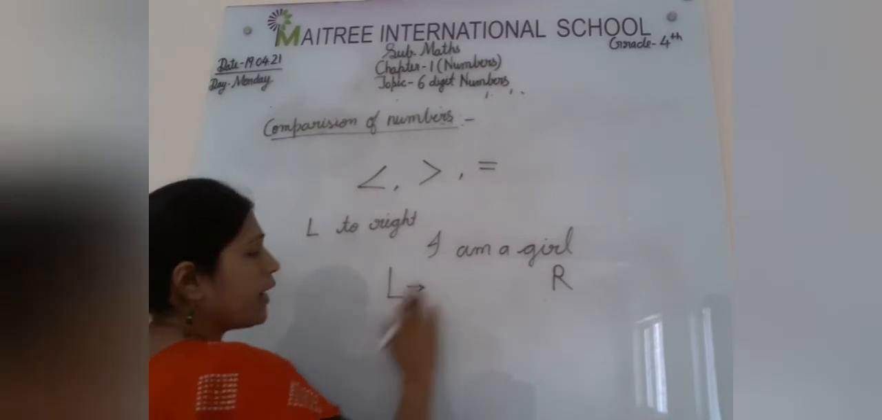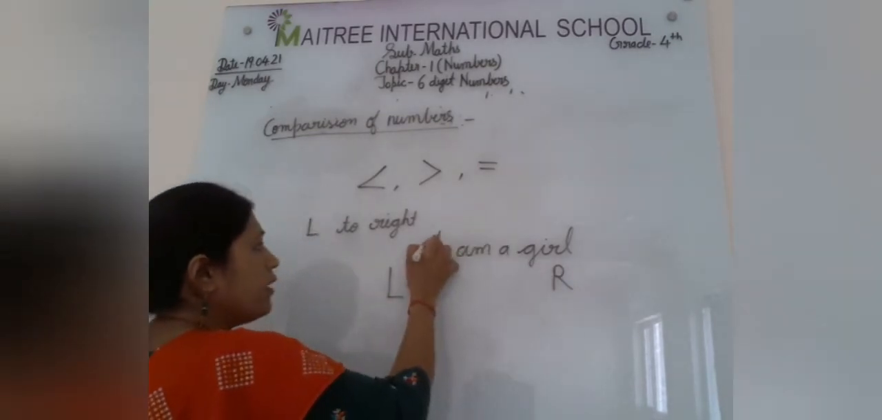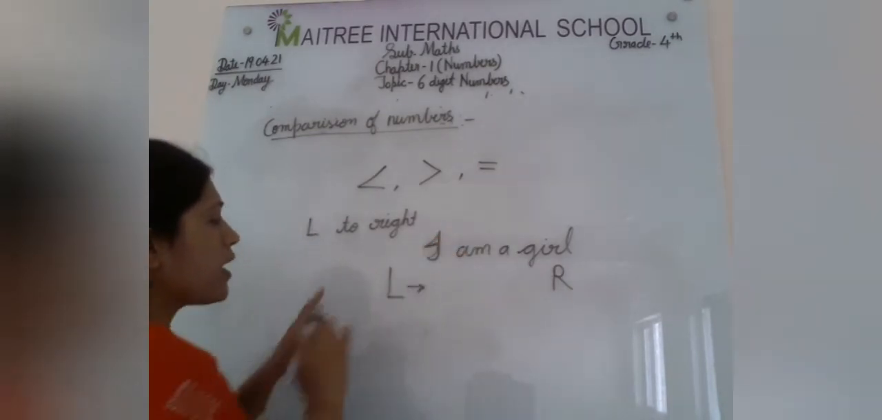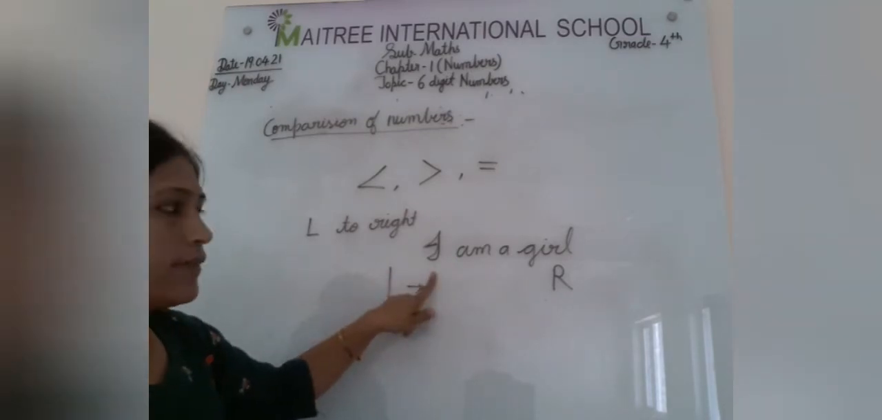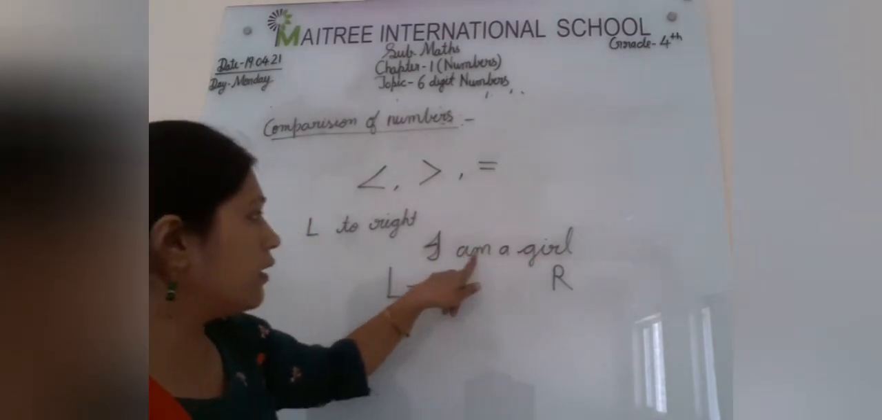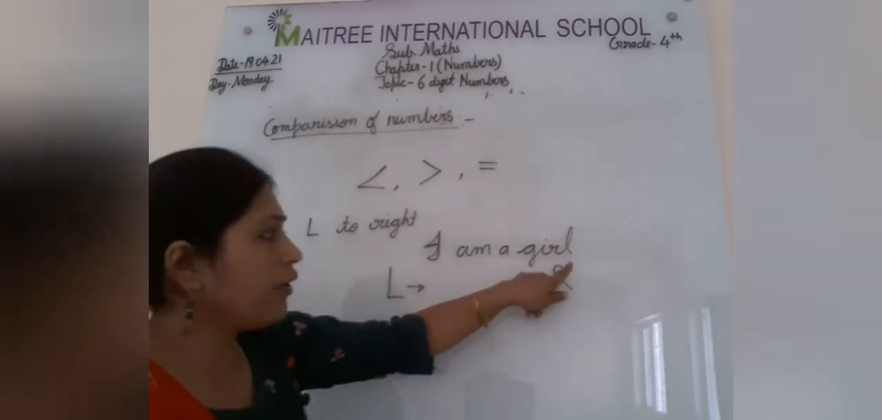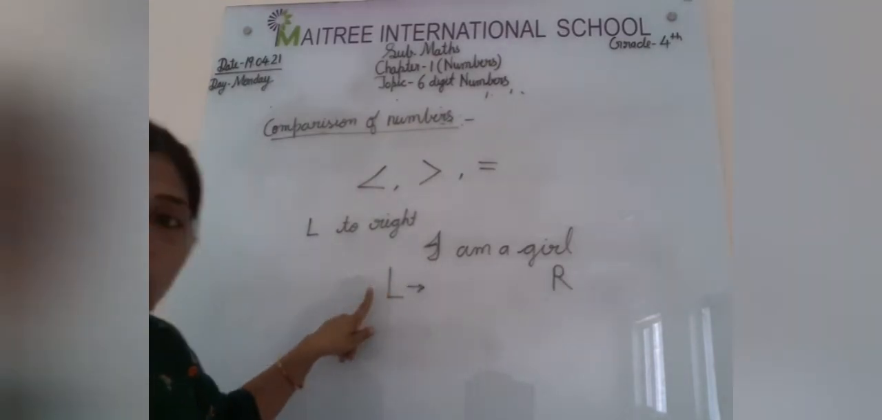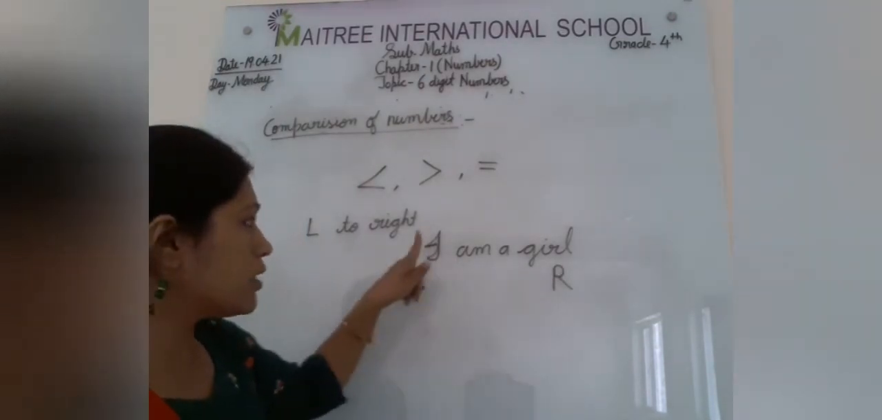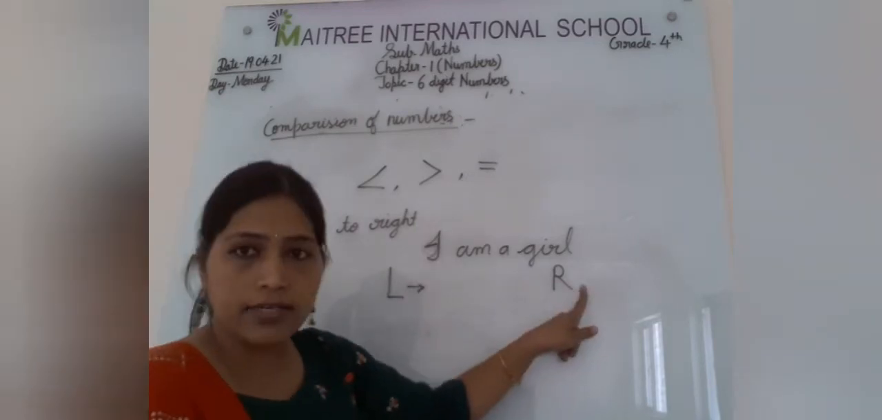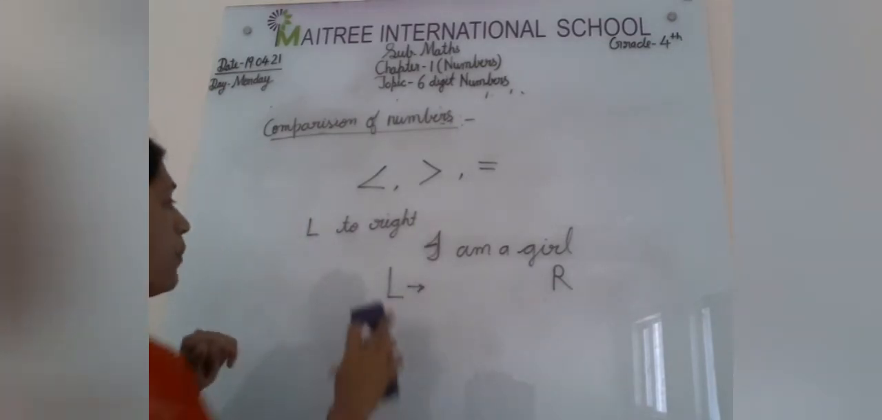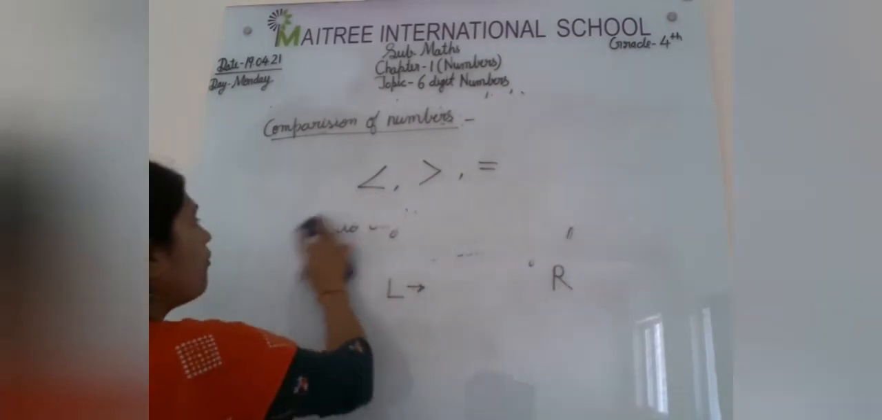This is the left side, this is the right side. I am starting writing from the left side. I am reading also from the left side. You will not read from here, girl am I. You will read from left to right. So the symbols also will be read from left to right.